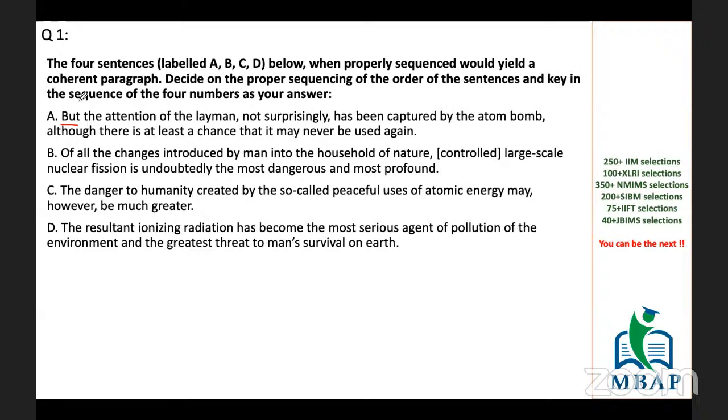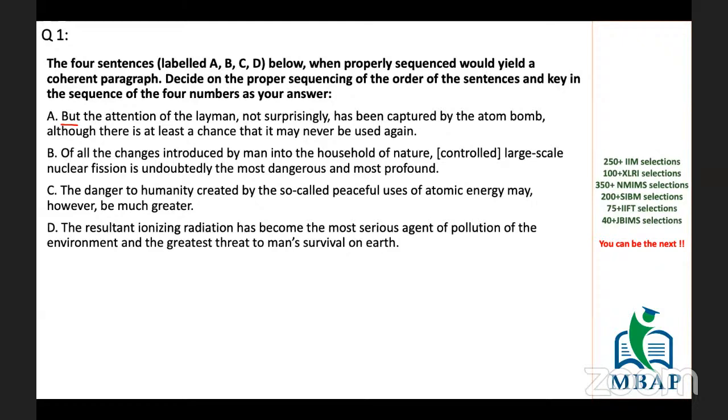All of the changes introduced by men into the household of nature, control of large-scale nuclear fission is undoubtedly the most dangerous and most profound. In this, I don't see any kind of hint on the basis of which I can eliminate this as my first option. I'm not even choosing this as my first sentence, but let's keep it as an option that this B sentence can be the first sentence.